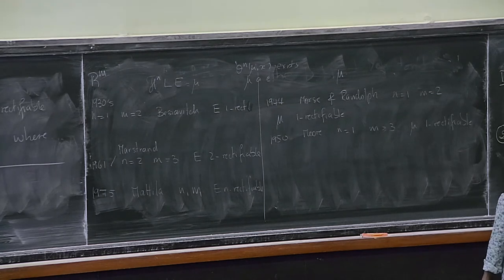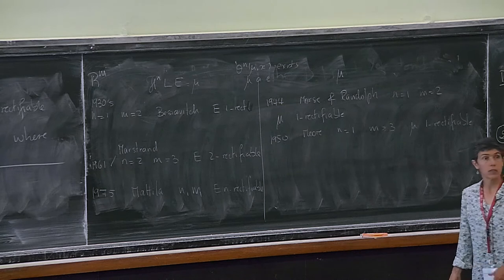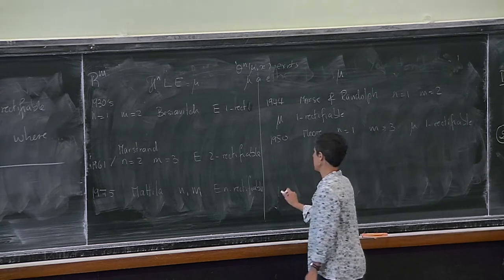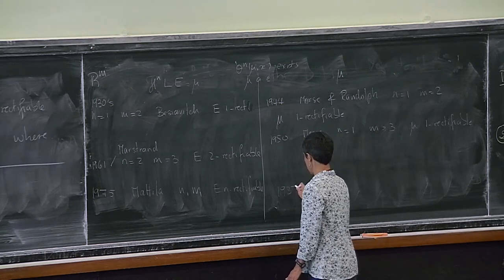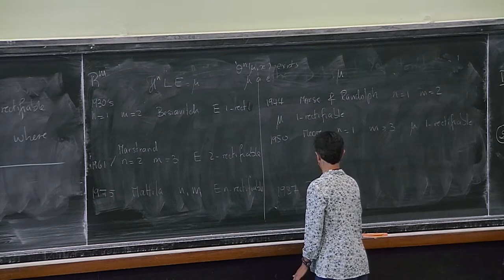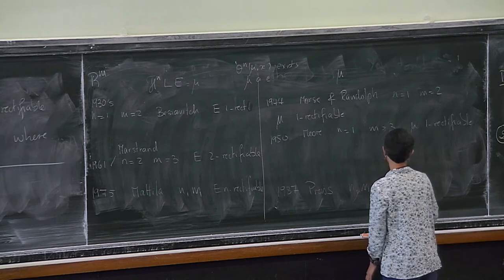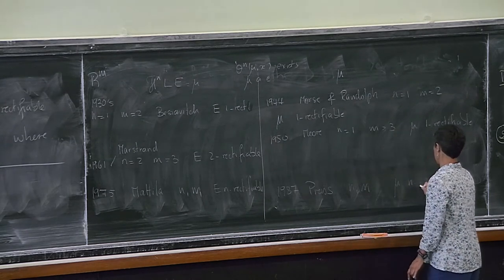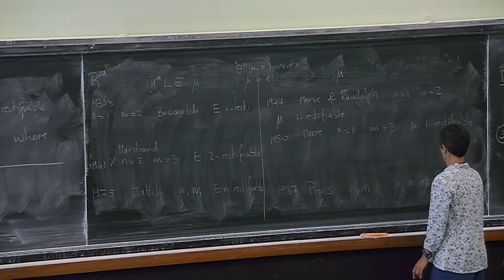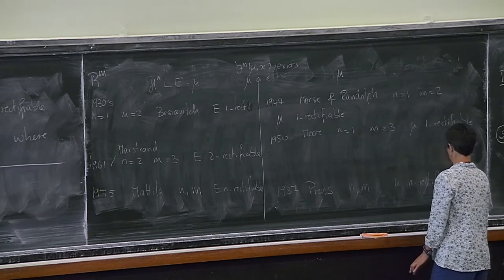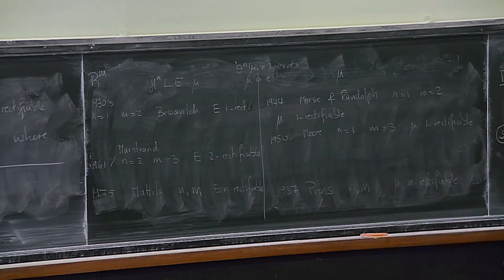And so what this course is going to be about is the following result. In 1987, Preiss proves that for any n, any m, mu is n-rectifiable.